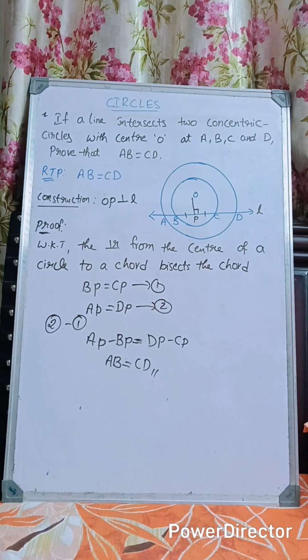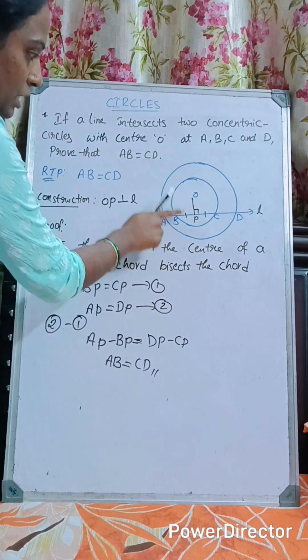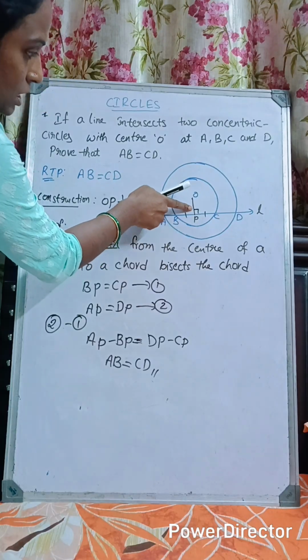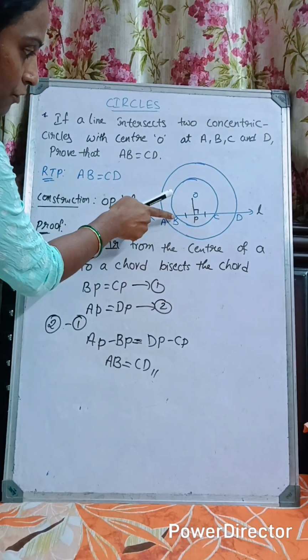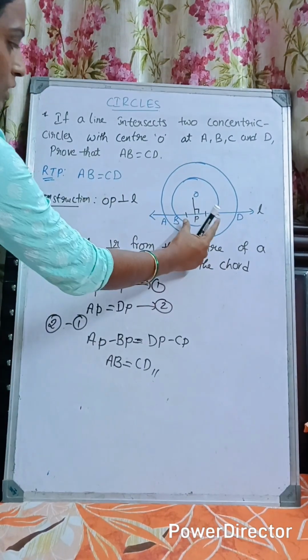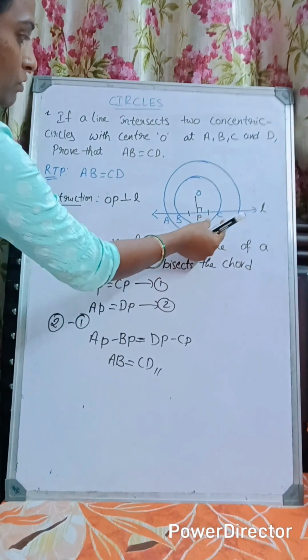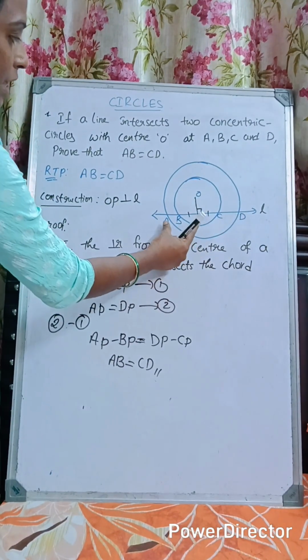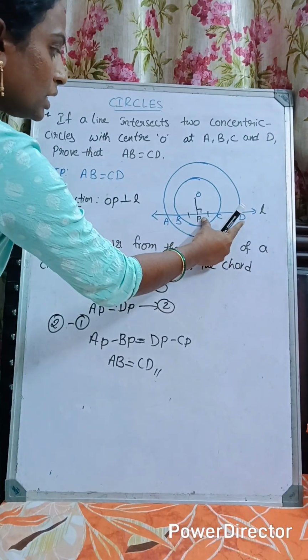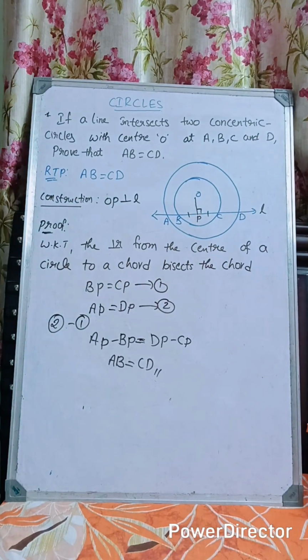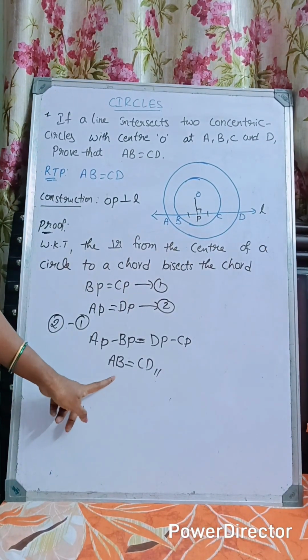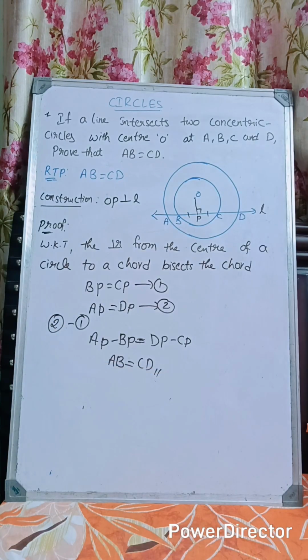Okay. So first of all we should know this point very clearly. We know that the perpendicular from the center of a circle to a chord bisects the chord. Yes or no? So BP will be equal to CP and AP will be equal to DP. So we should understand that this bisects the chord. That is what is required to prove: AB is equal to CD.